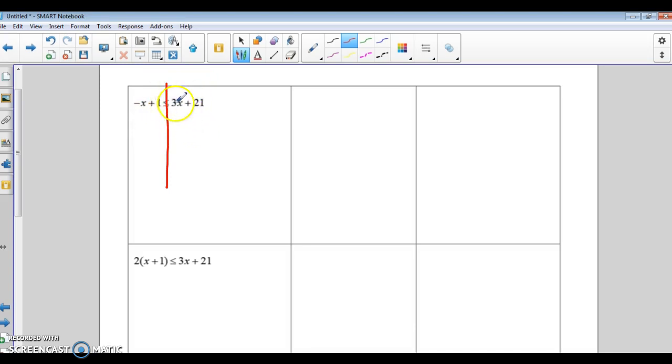I want to move this 3x to the left side, so I'm going to subtract 3x. You see why? Because it was positive 3, I need to subtract 3. And I'm going to do the same thing right here. We have an invisible 1 right there, so negative 1 minus 3x is negative 4x plus 1 is less than or equal to 21. Okay? Now, you can finish it up. Can you pause the video and finish it up? Make sure you write down the steps and graph it. Alright, pause the video.